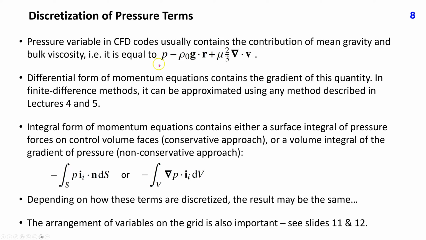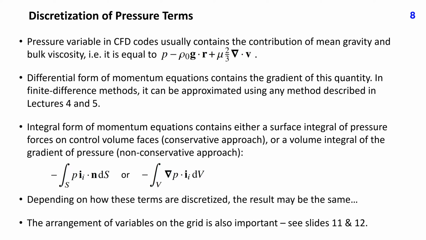What we call pressure and denote with variable P usually contains contribution from bulk viscosity in the stress tensor and from the mean density in the gravity term. For this reason, the flow in a channel or pipe will have the same distribution of P irrespective of its orientation. If we need static pressure, we must subtract the other contributions if they are significant.